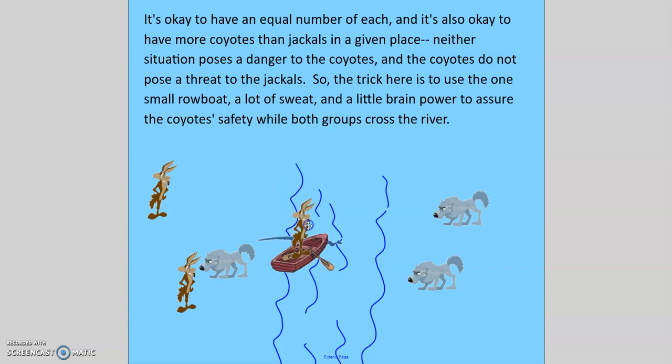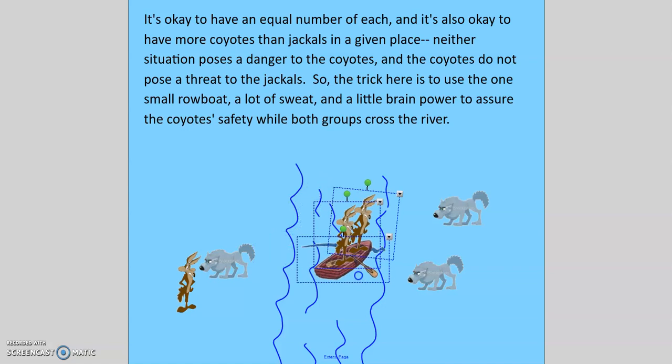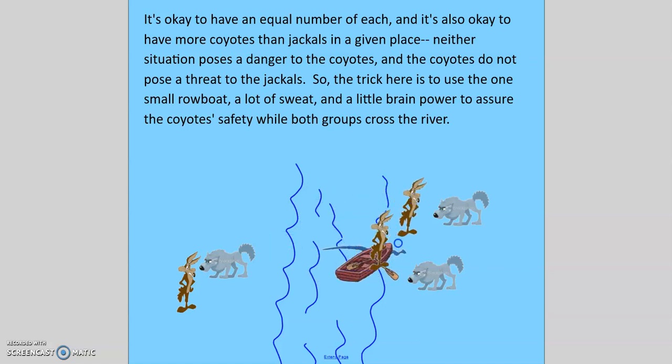Then there are 2 jackals on that right side, so I need to send 2 coyotes over there, and still you can see everyone's safe because there's an equal number on both sides. Now here's the part that maybe is a little counterintuitive.